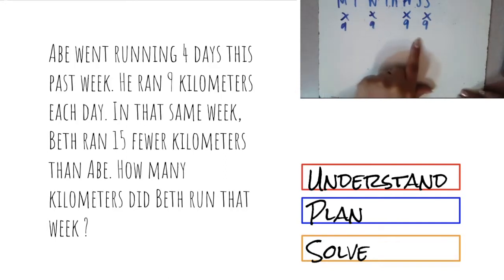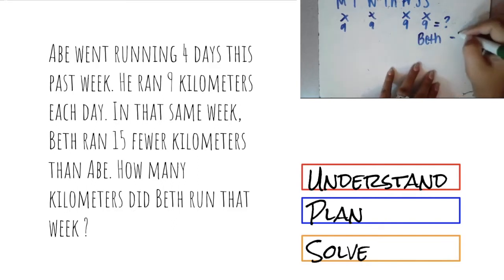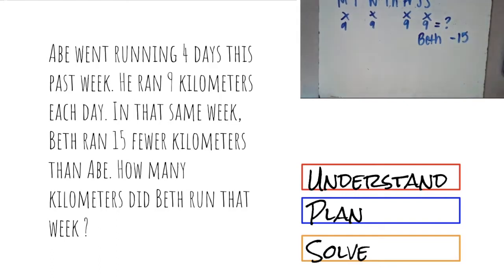So whatever this adds up to be, Beth ran 15 less than that. Fewer, less. Okay, so let me write 15 less so I don't confuse myself. Whatever this total is, Beth ran 15 less. So I'm trying to solve for how many kilometers did Beth run that week. Okay, so that's what I'm solving for. So understand is now done. All that thinking that went on was part of understand.